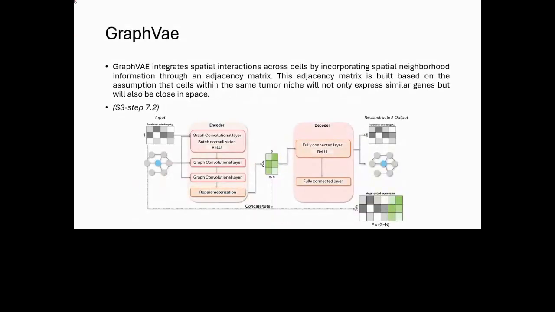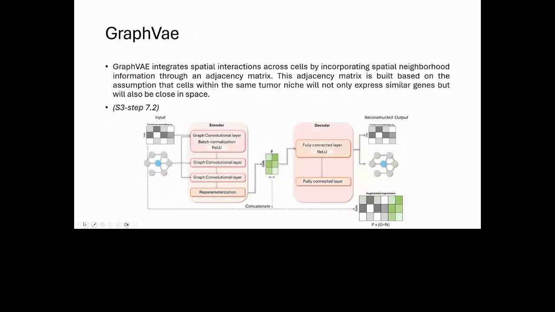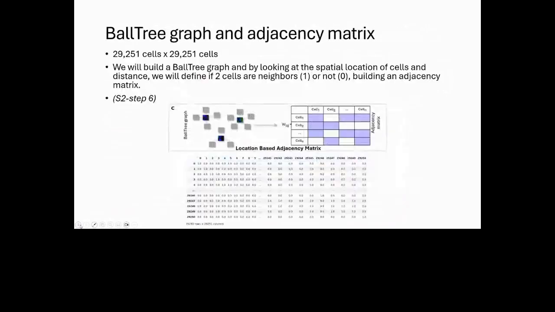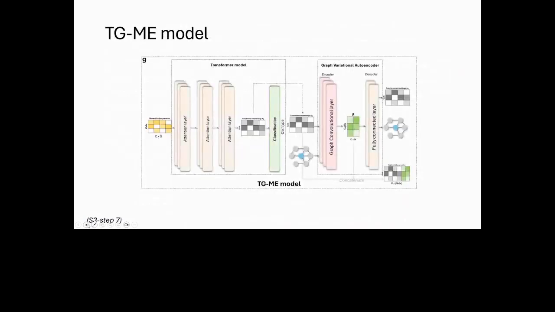And then we're going to the graph variational autoencoder, which is going to be integrating the spatial interactions, like these embeddings that we extracted from here, A3, across cells with the spatial location or spatial neighborhood information, with that adjacency matrix that we generated a couple steps ago. This one. So let me go there.